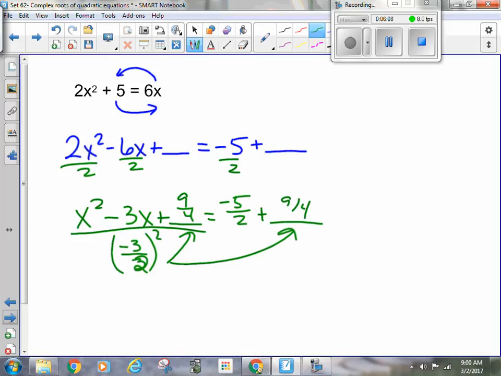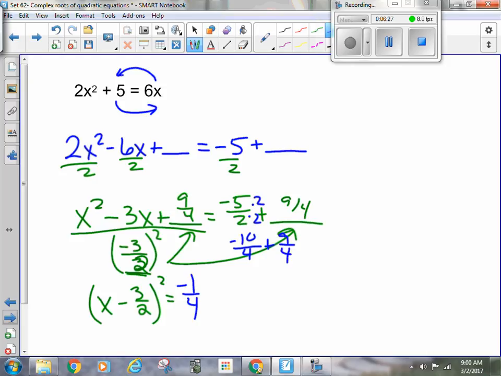Okay, remember this, we can use our shortcut using our b term. x minus 3 over 2 squared equals, these are not common denominators over here, so I'm going to times by 2 on both of those. So I have negative 10 over 4 plus 9 over 4. So that's going to give me negative 1/4.